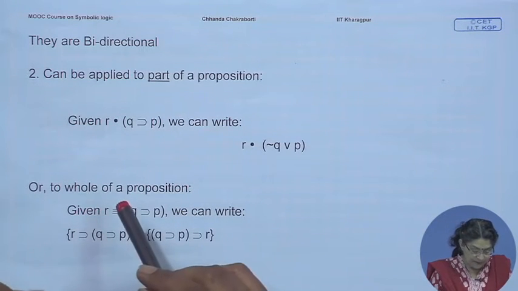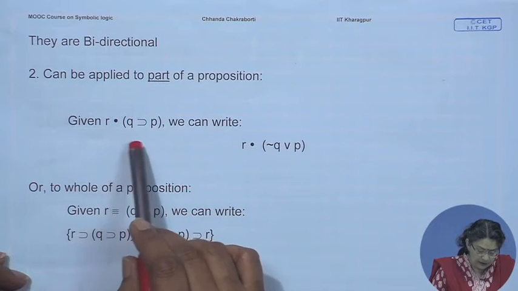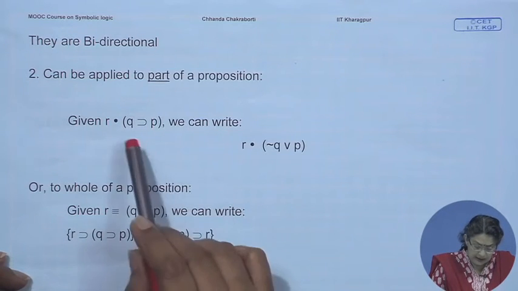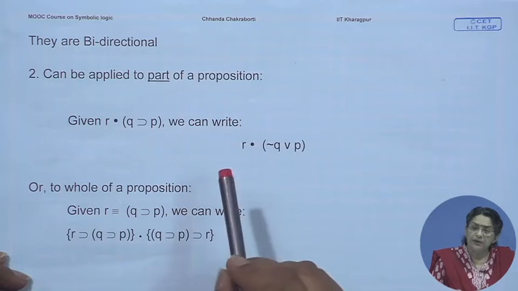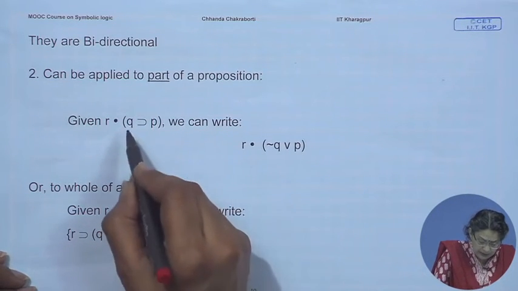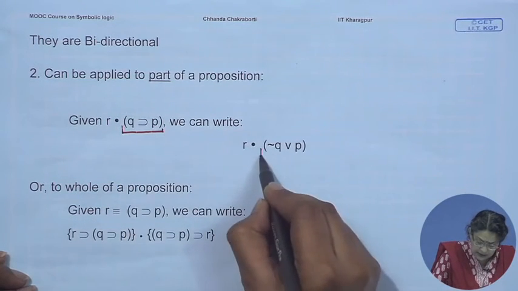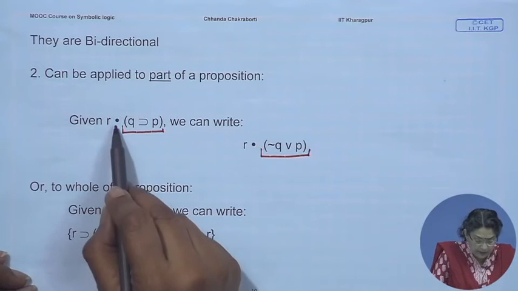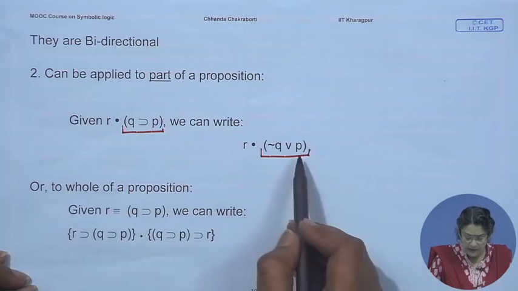So, here you are. For example, suppose you are given R dot (Q horseshoe P). You can rewrite it as R dot (not Q or P). What did we do? We applied the impl rule here. This is the part that we have replaced. Remember, the main connective here is dot. Without touching it, you can still replace the parts of it.